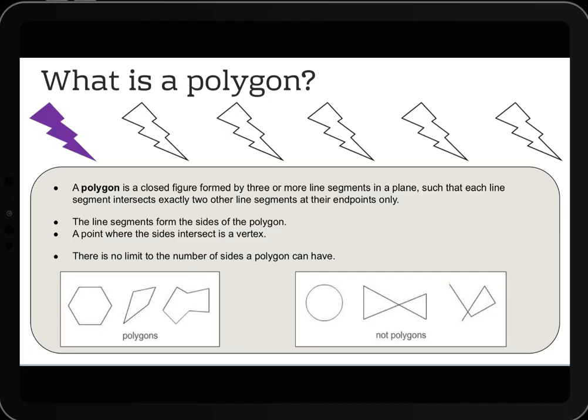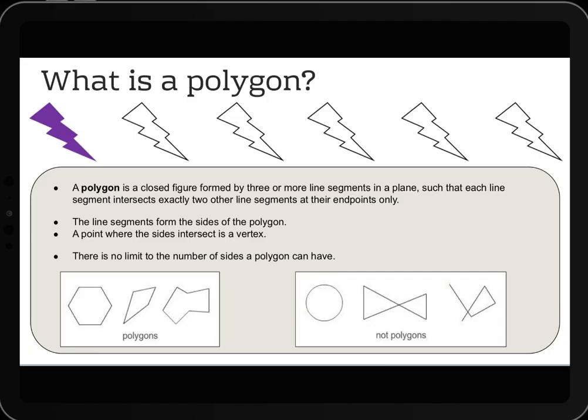So let's talk about naming polygons. A polygon is a closed figure formed by 3 or more line segments in a plane, such that each line segment intersects exactly 2 other line segments at their endpoints only. Let's unpack what that just said.